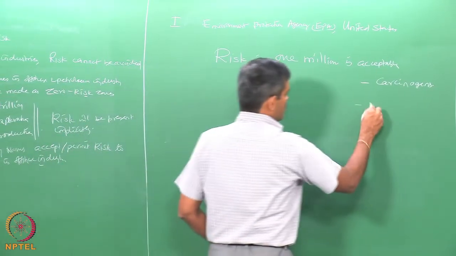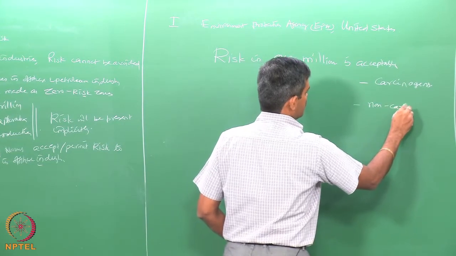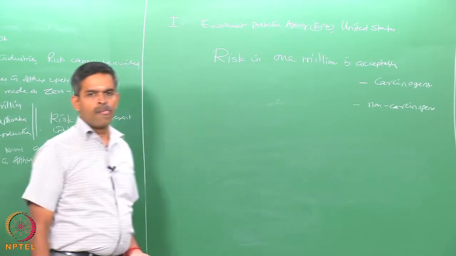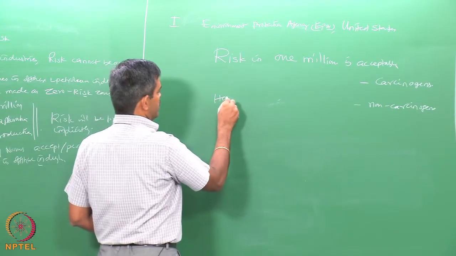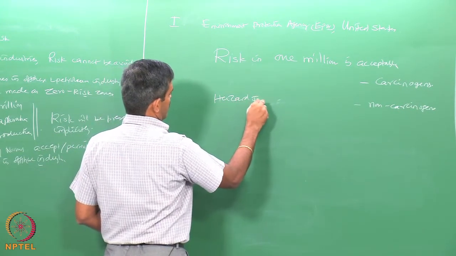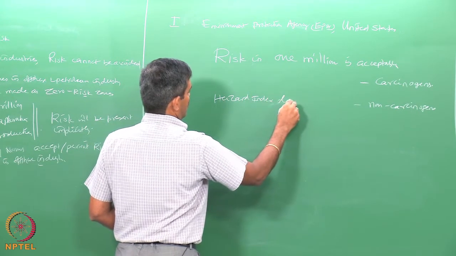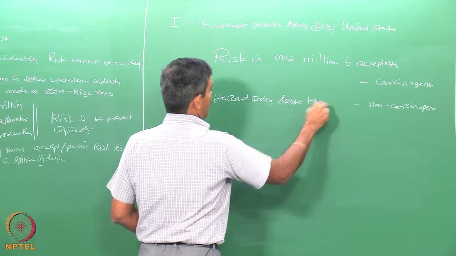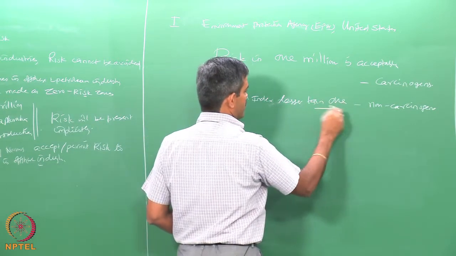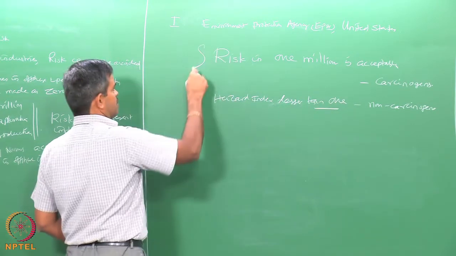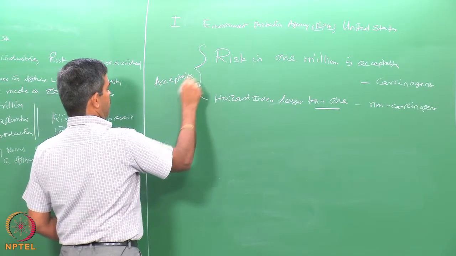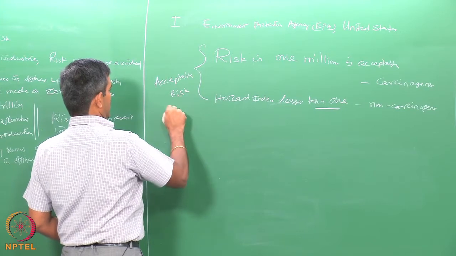For non-carcinogens, the hazard index is calculated, and if the value is lesser than 1, it is acceptable. That is an acceptable risk by EPA.